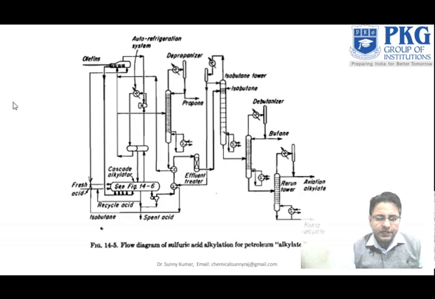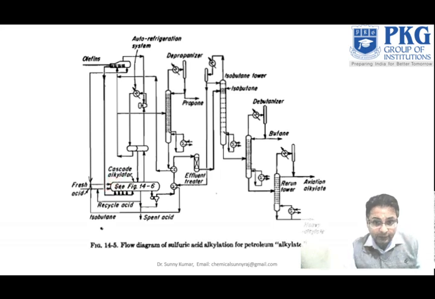Okay, so now you will see here the auto refrigeration system. Actually, this is a cascade alkylator, I'm sorry. So this is a refrigeration system, and this is a cascade alkylator, both are different. Here, at these 5 points, we are feeding olefins, and the fresh acid or recycled acid we are sending from here, isobutane from the top.